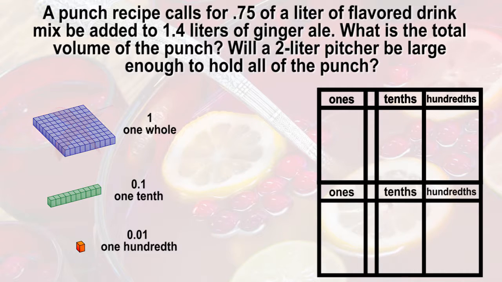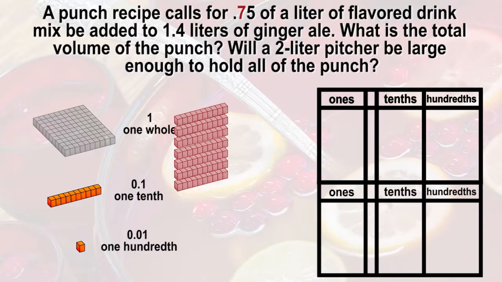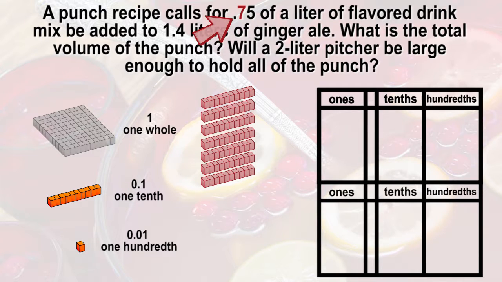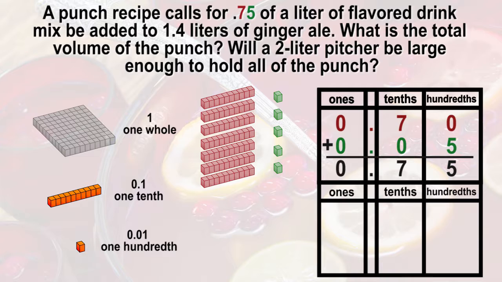The drink mix was 75 hundredths of a liter, so we don't need any flats, as this number is less than one whole. We will need 7 rods to represent 7/10 and 5 cubes to represent 5 hundredths. Put together 7/10 and 5 hundredths to make 75 hundredths of the mix.